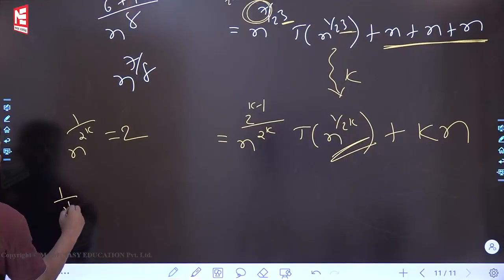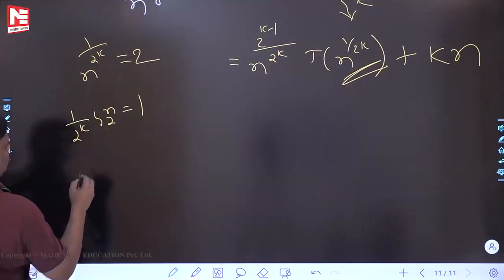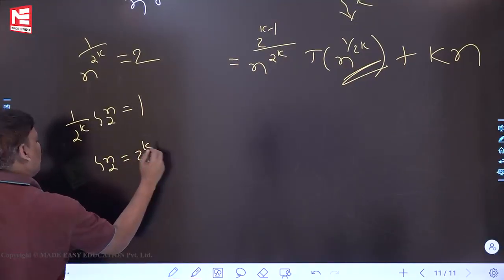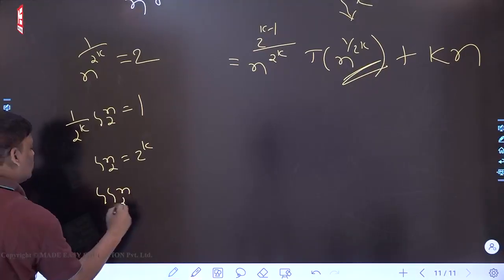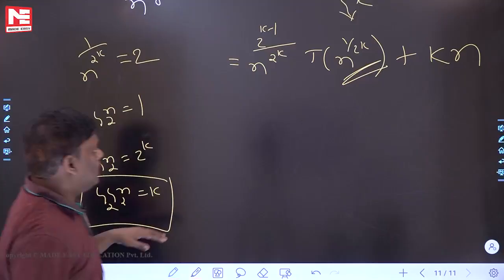1 by 2 power k log n base 2 is equal to 1. Apply log both the side. Right? I think 2 power k will go here. Log n base 2 is equal to 2 power k. Again apply. Log n base 2 is equal to k. K is log n.